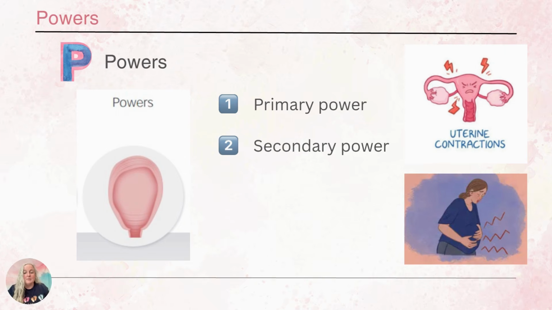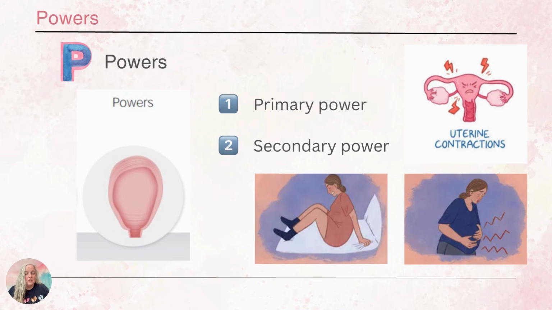Secondary power is mom's pushing effort. So once she's fully dilated and it's time to push, her pushing effort during a contraction is the secondary power. And these combine to be very effective to deliver a baby.